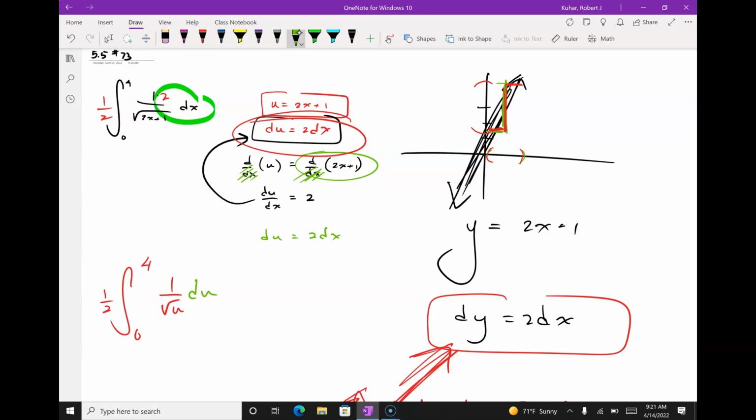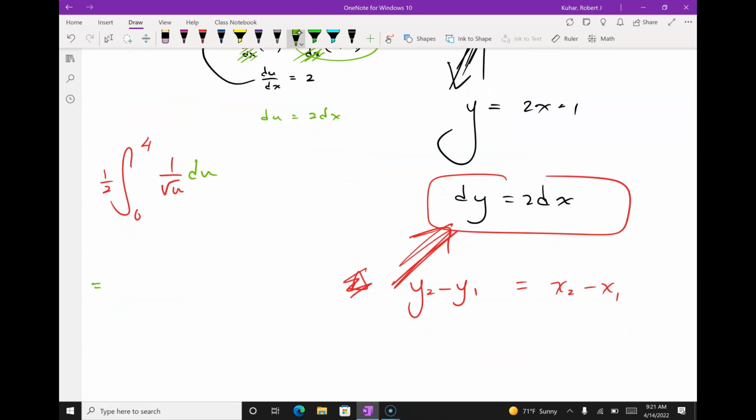Okay, yes. So now I have 1/2 of the integral from 0 to 4 of u to the minus 1/2 du. So power rule. So I'm back to step 2, level 2, or process 2, power rule. So how do I get that?